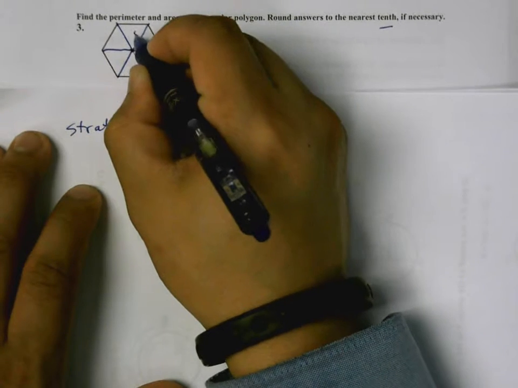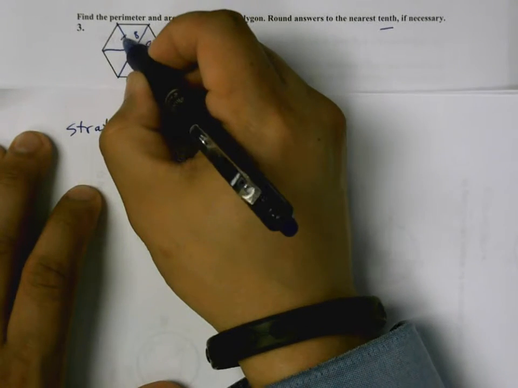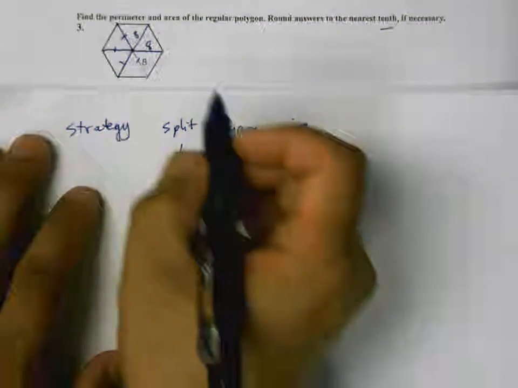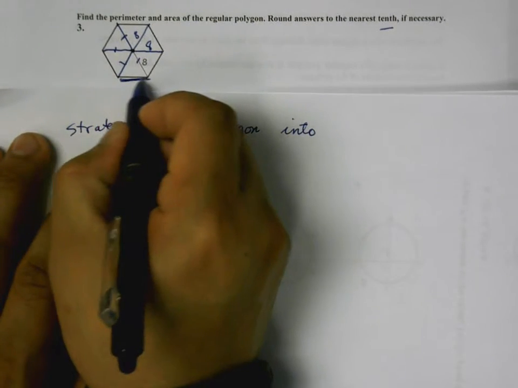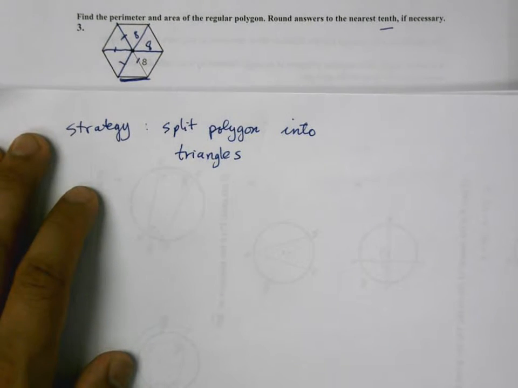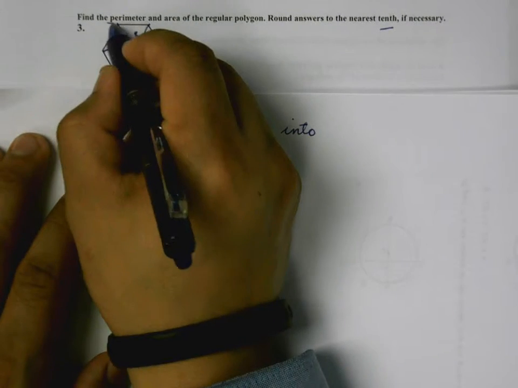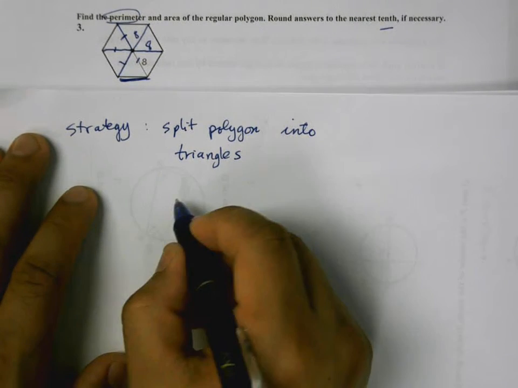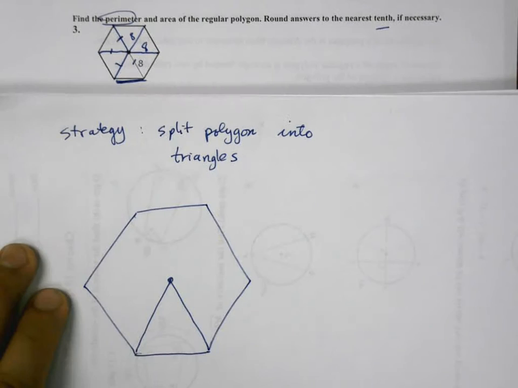And we know that all of these radii are going to be 8 all the way around. And if we could figure out one side length, then we can just add them all up and get the perimeter. So we're going to do 2 parts. You're going to do perimeter, and then we're going to do area. Okay. Well, let me draw a bigger version of this thing.